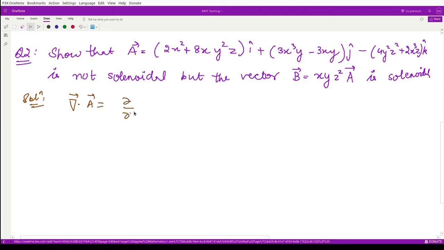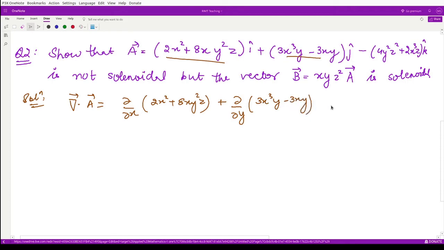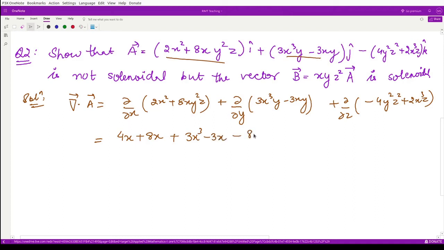It would be by applying the definition: del by del x of the first quantity, 2x square plus 8x y square z; del by del y of the next term, 3x cube y minus 3xy; and then del by del z of the quantity minus 4y square z square plus 2x cube z. The next thing is to perform this partial differentiation. So you have 4x plus 8x over here, then 3x cube minus 3x, and then minus 8y square z plus 2x cube, right?